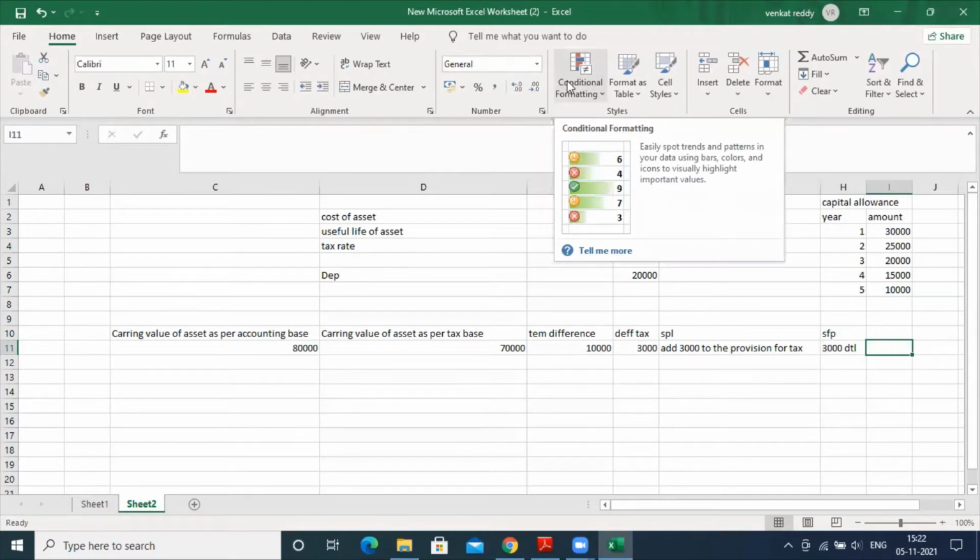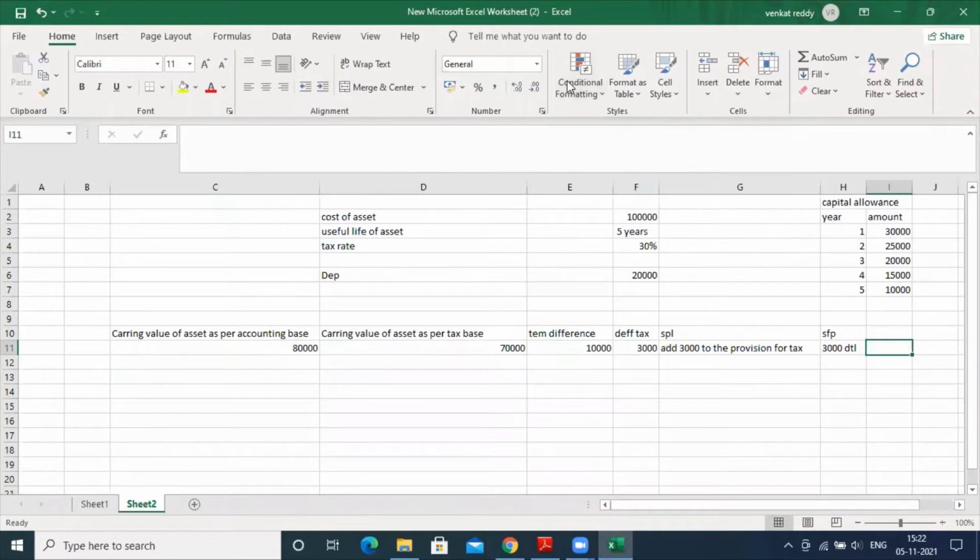So once again I will repeat. At the end of the first year, the carrying value of an asset as per accounting base is 80,000, because the cost was 1 lakh, and if you deduct the annual depreciation of 20,000, the carrying value is 80,000. As per tax base, 1 lakh minus depreciation of 30,000, the carrying value will be 70,000, and there is a temporary difference of 10,000.